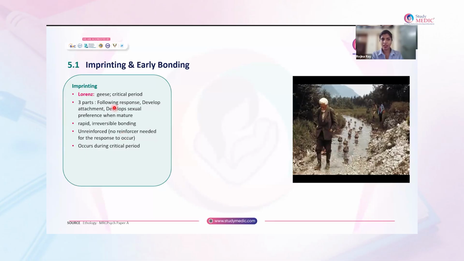There are 3 parts in imprinting. The first is the following response, after which the goose develops an attachment to the first moving object that it sees. The third phase is where, once the geese mature, they develop a sexual preference for the object that they attached to. There are certain characteristic properties of imprinting. It is a very rapid process. It is an irreversible bonding, and it is unreinforced. That is, no reinforcer is needed for the response to occur, and it occurs during a critical period, usually within hours of the egg hatching.